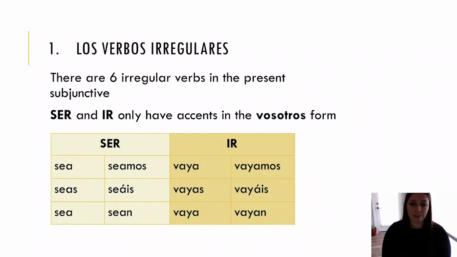So there are 6 irregular verbs in the present subjunctive. The first 2 here are going to be ser and ir. You'll notice that they only have accents in the vosotros form.